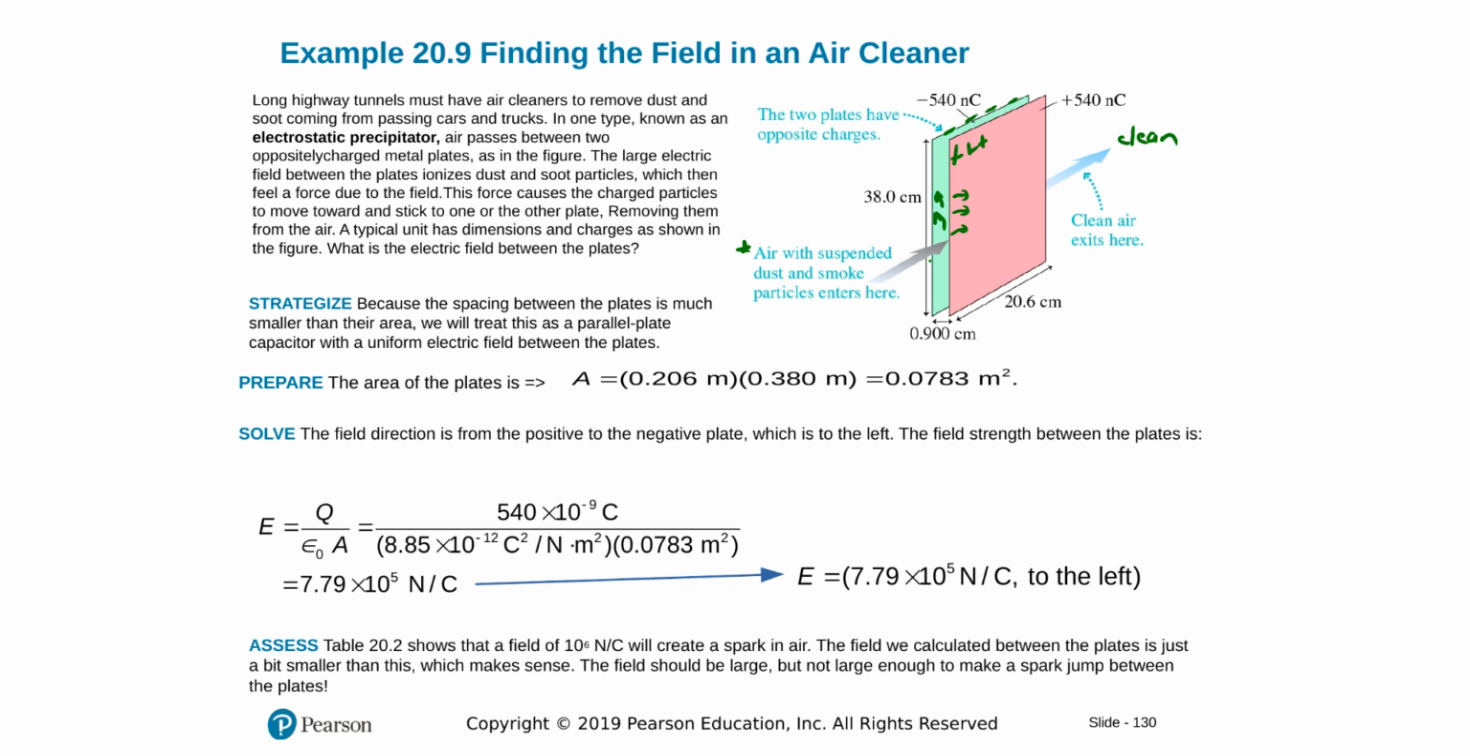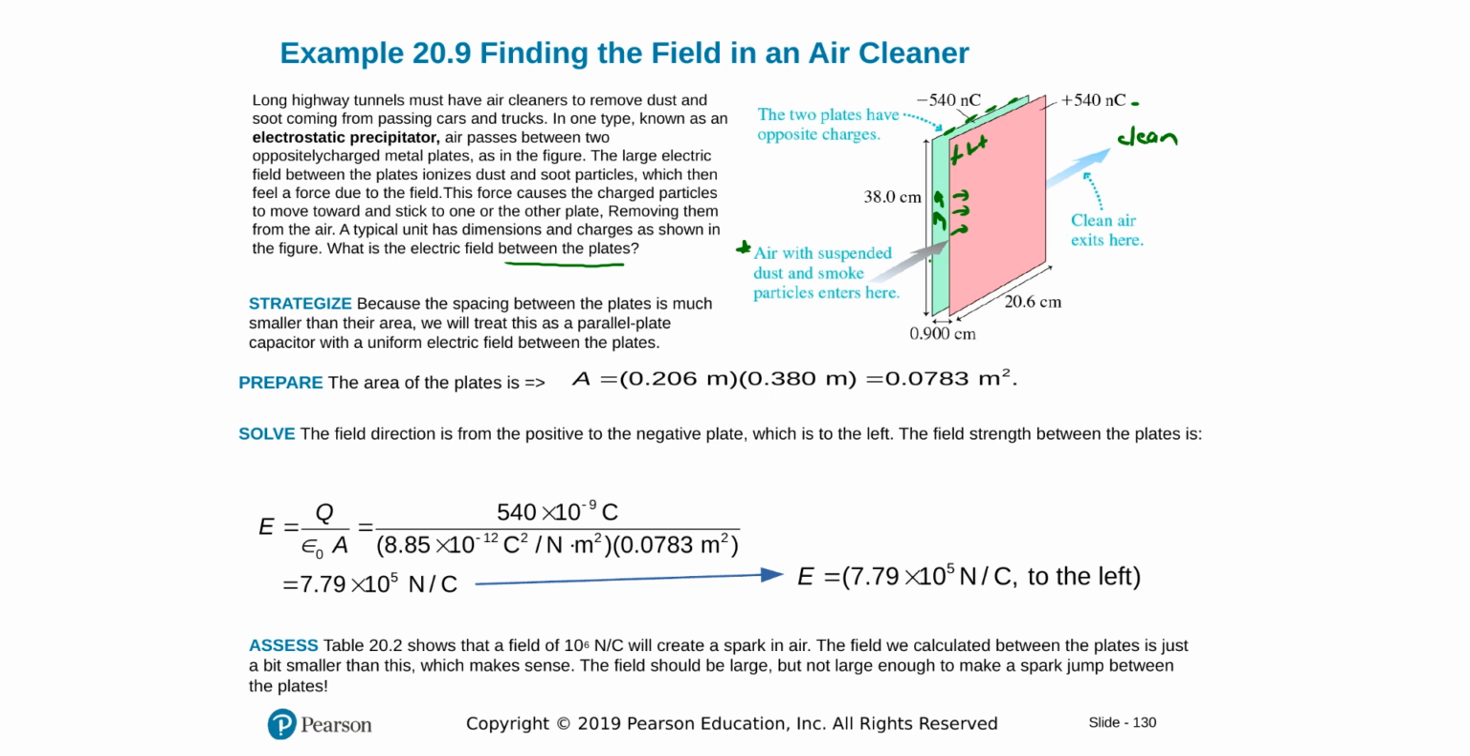Now this question is about that. Long highway tunnels must have air cleaners to remove dust and soot coming from passing cars and trucks. In one type, known as an electrostatic precipitator, air passes between the two oppositely charged metal plates as in the figure. The large electric field between the plates ionizes dust and soot particles, which then feel a force due to field. This force causes the charged particles to move towards and stick to one or the other plate, as I described, removing them from the air. So a typical unit has dimension as shown in the figure. What is the electric field between the plates?